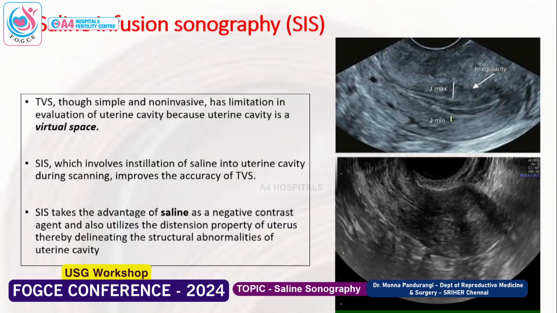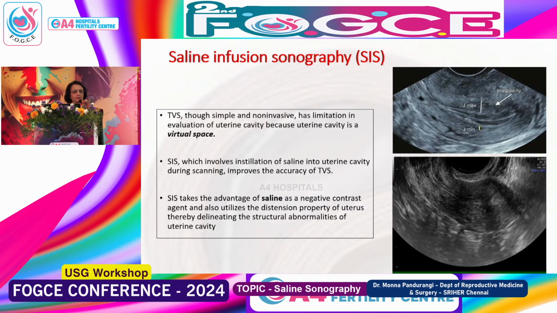I thank Dr. Aruna, A4 Hospital, FOGCE for giving me this opportunity to share our experience on saline infusion sonography. Transvaginal sonography, though simple and non-invasive, has limitation in evaluation of uterine cavity because uterine cavity is a virtual space. SIS, which involves instillation of saline into uterine cavity during scanning, improves the accuracy of TVS.